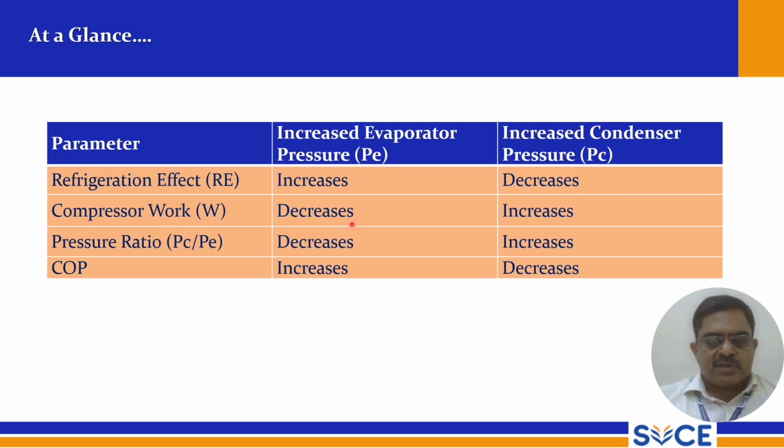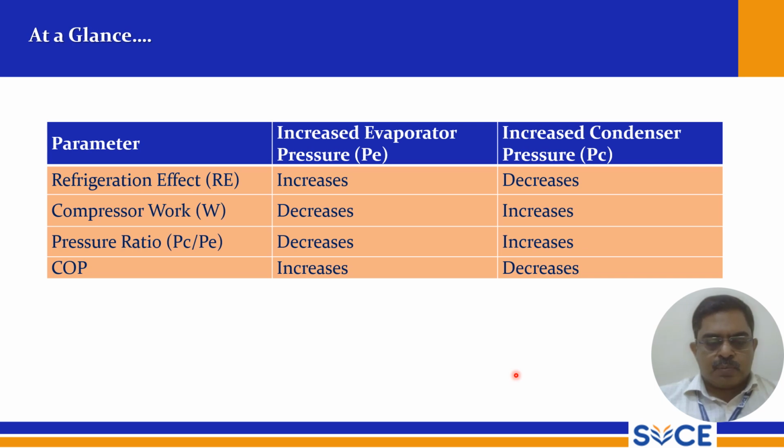Compressor work decreases with increased evaporator pressure, and increased condenser pressure increases the compressor work. So this is not advantageous and this is advantageous. The pressure ratio, PC by PE, decreases in case of increased evaporator pressure, and increases in case of increased condenser pressure. So COP increases in case of increased evaporator pressure, and COP decreases when you increase the condenser pressure. This simple table will help you remember this cycle in a better way. Please remember these points, students, and I have prepared this summary. You can make use of this summary, students.